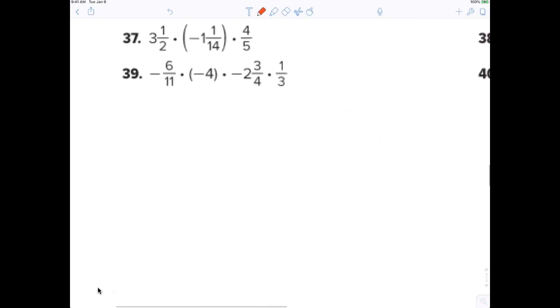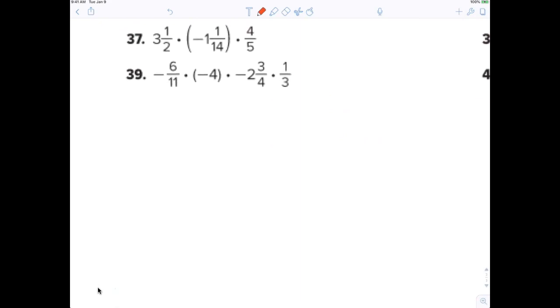Let's check out number 39, because I think that's really as hard as it can get. If I'm looking at 39, I always like to tell kids, what's the final answer? Positive or negative? Negative. Do you agree? Okay. Here we go. I want you to read the problems off, but I want you to read the fractions the way I like them.